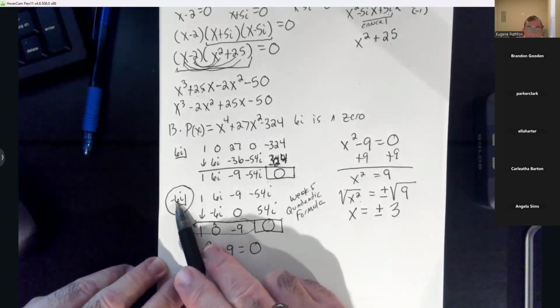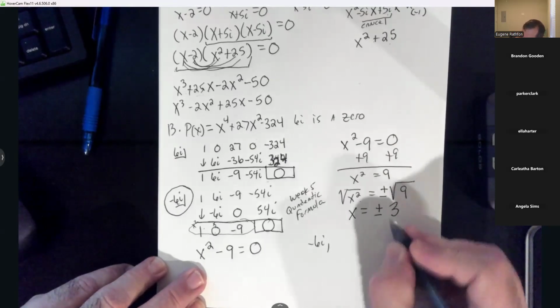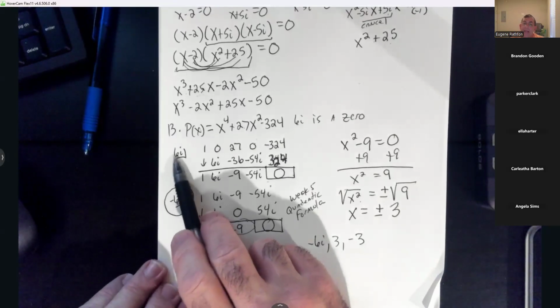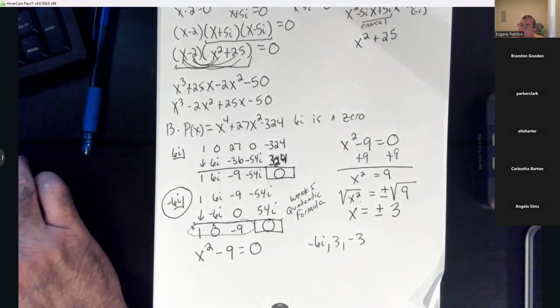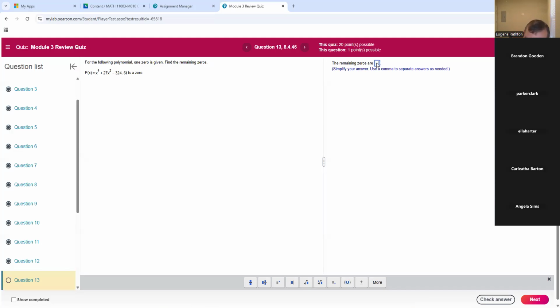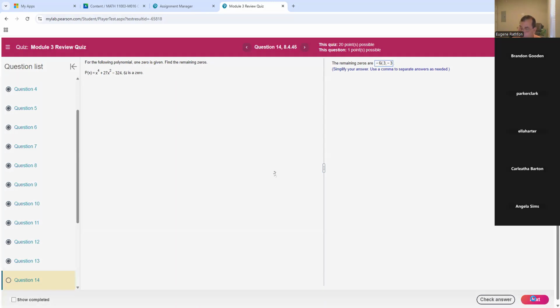So the other zeros are going to be the negative 6i, and then a 3 and a negative 3. We don't put in the 6i. That's the one they gave us. They only want 3 of them, not all 4 of them, okay? So you would come back here and see it says the remaining zeros. So negative 6i, comma, then what? 3, comma, negative 3. Okay, so on that one, you're just putting 3 of them in there and then hit next.